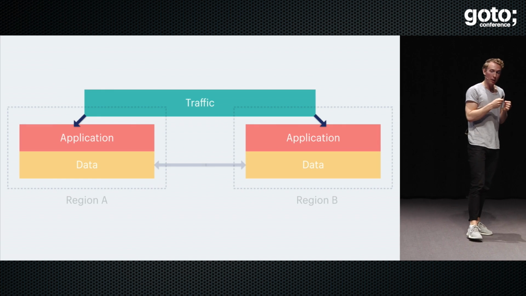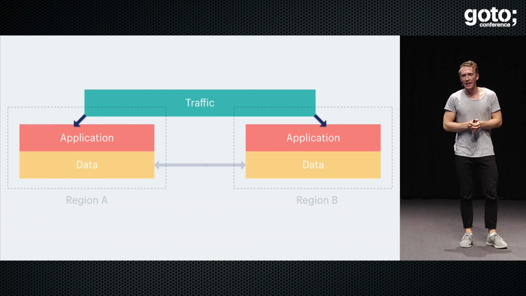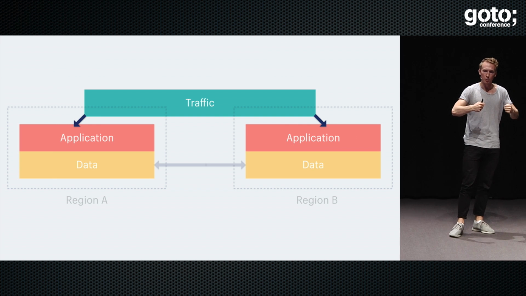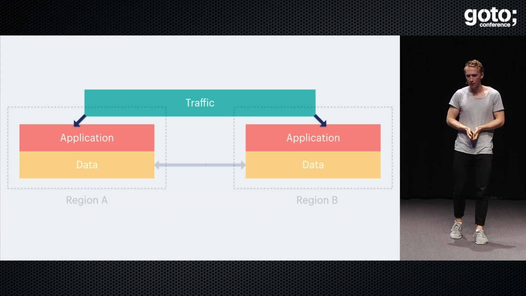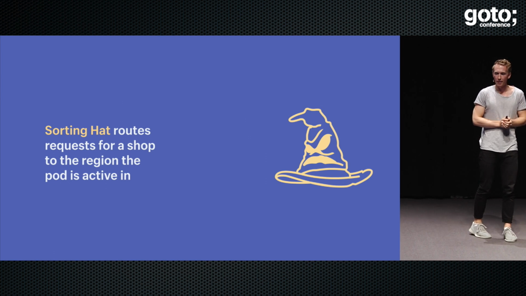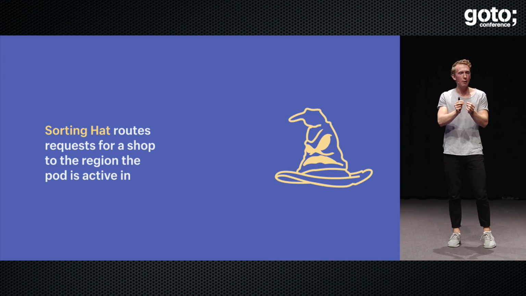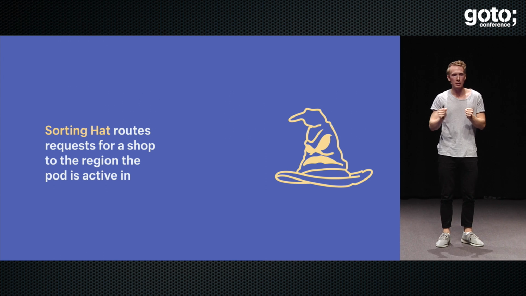So now we've talked a bit about traffic. We've talked a bit about how the application tier works with these pods. Now I want to talk briefly about how we connect these two. How does the traffic layer know how to route the request to the correct pods? For this, we have a very well-named component called Sorting Hat. What Sorting Hat does is that it looks at requests that are coming into the Shopify network and tries to figure out which pod that request belongs to.